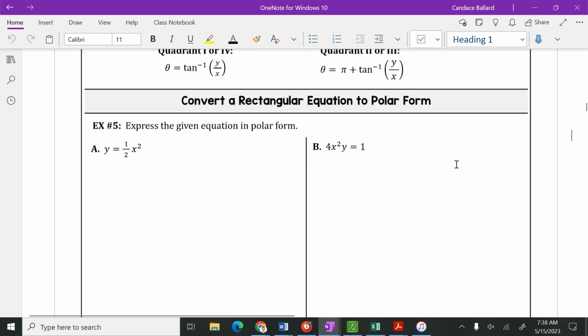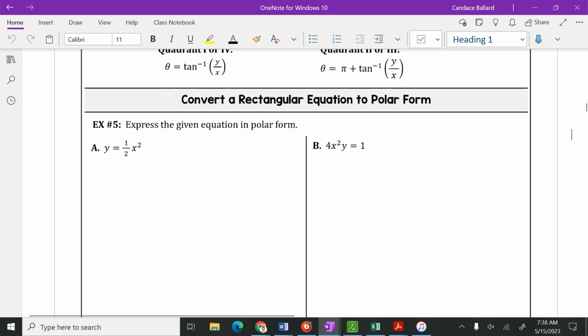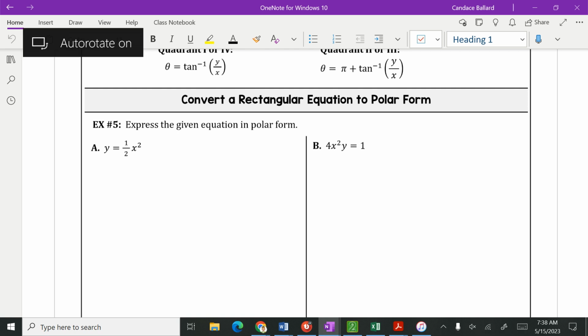All right. So we're supposed to convert from rectangular to polar, express the equation in polar form. So anytime I see a y, I'm going to put in an r sine theta. And anytime I see an x, I'm going to put in an r cosine theta. So I'm going to start there, and then I'm going to try to simplify that for r equals.